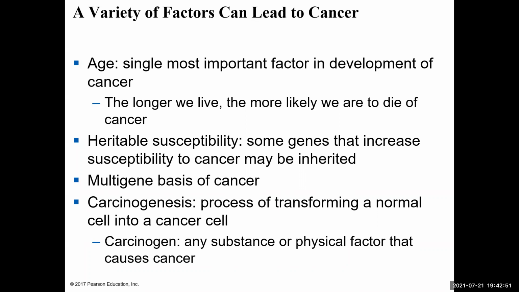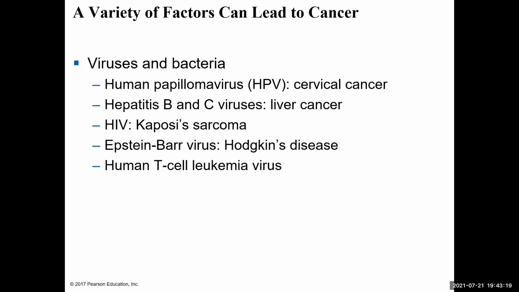Another is being exposed to carcinogens. So basically, carcinogenesis is where you transform a normal cell into a cancer cell. And this can be done by a carcinogen, which is any kind of substance or physical thing in the environment that leads to the development of cancer. Viruses and bacteria can also cause cancer.